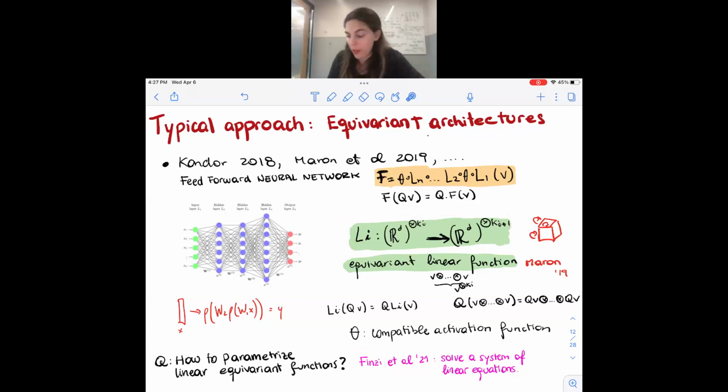One idea, from a paper by Finzi and collaborators, is that the space of linear maps on these tensors that are equivariant is actually a linear space. So they write a bunch of constraints of this form: the map L has to satisfy L of Q times v is equal to Q times L of v. They write a system of linear equations and then solve it to find a parametrization for that. Does that make sense? So they say, this is a linear space, so we can find a parametrization of it by writing a bunch of constraints and solving a linear system. And that's what they do.